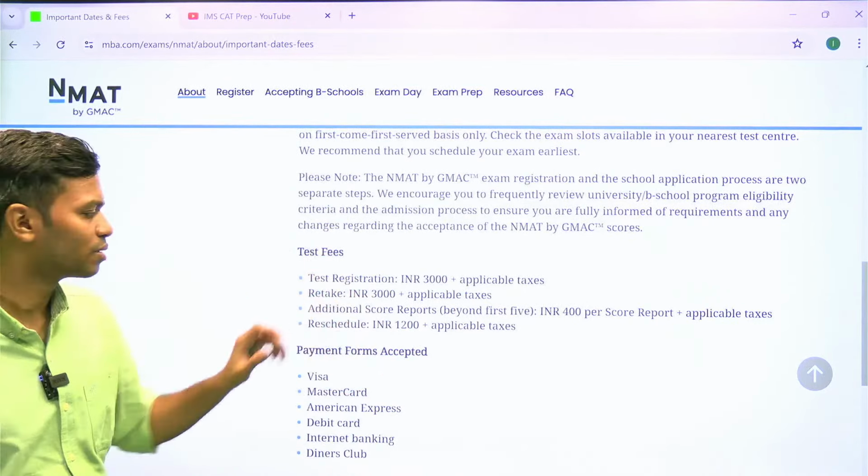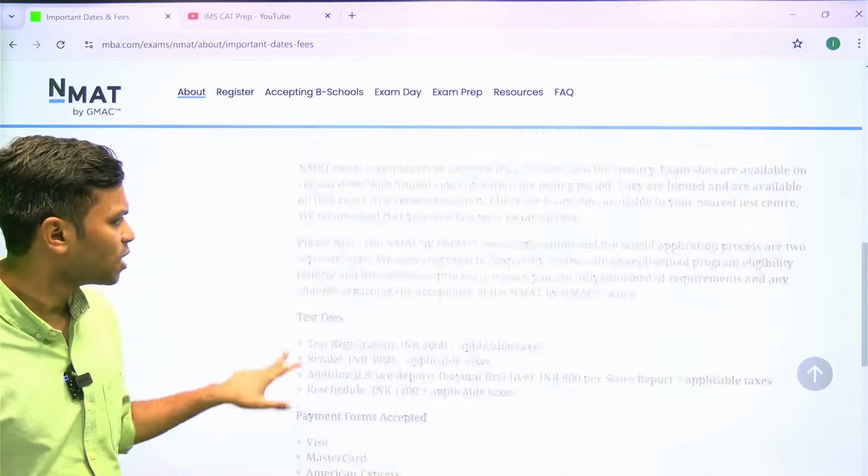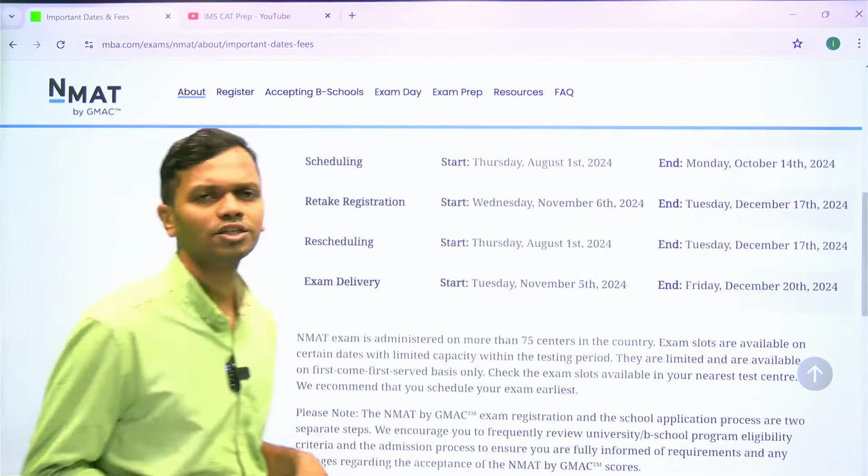Okay, so keep that in mind. And rescheduling is going to be 1200 plus taxes. Now they have not made any other changes in terms of how many attempts you can take. So you still have 3 attempts that they have given on the website.